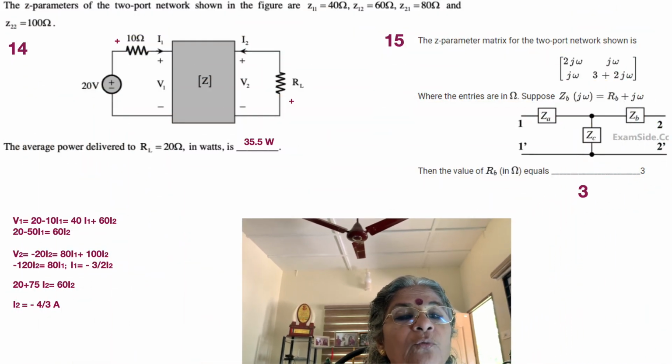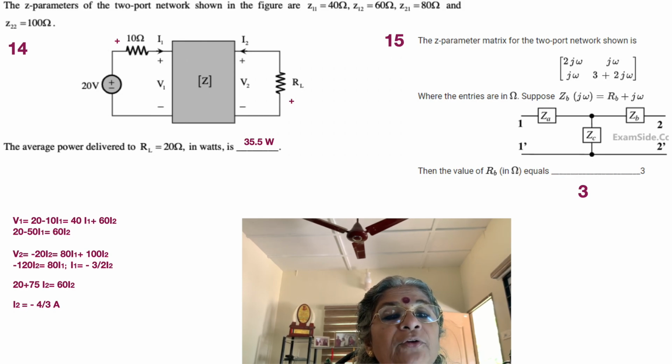Okay, so now we move on to another black box with Z parameters, with 20 volts and 10 ohms on one side and ZL on the other side. What is asked is: the Z parameters of the two-port network shown in the figure, Z11, Z12, Z21 and Z22, are given as 40, 60, 80 and 100 ohms respectively. The average power delivered to RL equal to 20 ohms, in watts, is what?